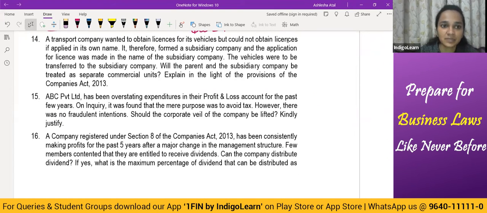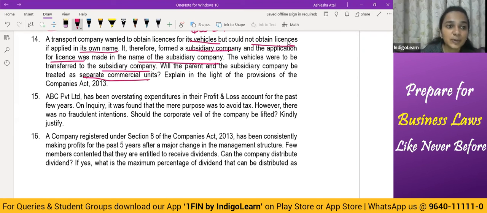Moving on to the next question. A transport company wanted to obtain license for its vehicle, but could not obtain licenses when applied in its own name. So a company wants to obtain licenses for its vehicle. However, they could not obtain licenses when they applied in their own name. It therefore formed a subsidiary company and the application for a license was made in the name of subsidiary company. Now what they do is, in order to obtain license, they make an application by forming a subsidiary company. The vehicles were to be transferred to the subsidiary company. Will the parent and subsidiary company be treated as separate commercial units? Explain in the light of provisions of the Companies Act 2013.